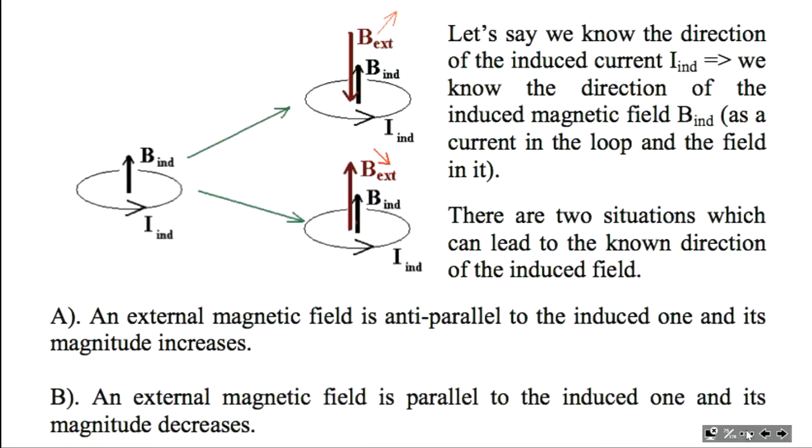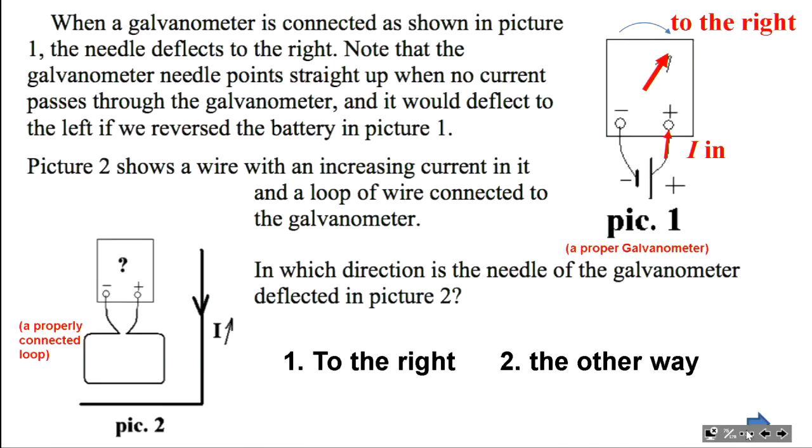And how can it happen? Well, we have two options. To make the induced magnetic field up, the external magnetic field should be up and decreasing, or the external magnetic field should be down and increasing. That's it. Well, this is not a question to you. This is just another example.